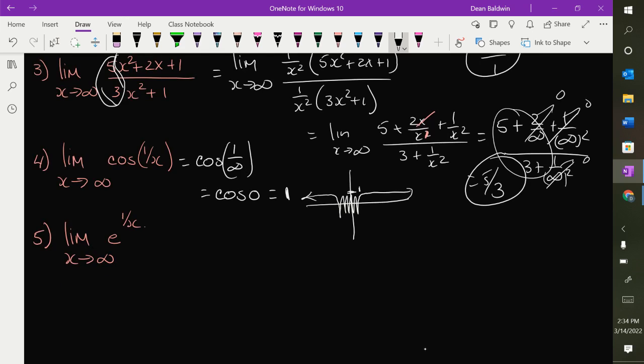Same with this one, e to the 1 over x. Put in infinity, I get e to the 1 over infinity. Any constant divided by infinity is 0. E to the 0, any number to the 0 power is 1 as well.